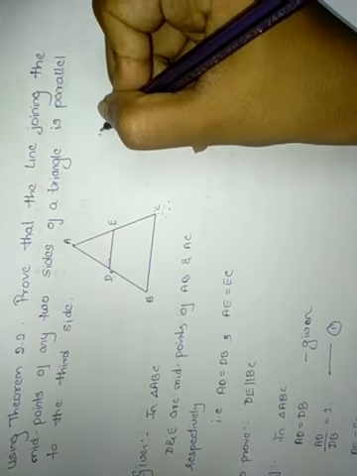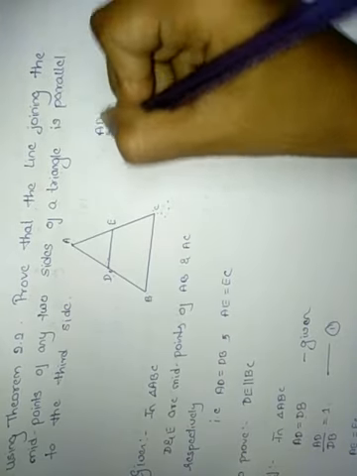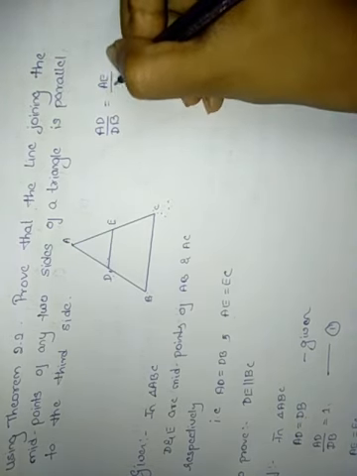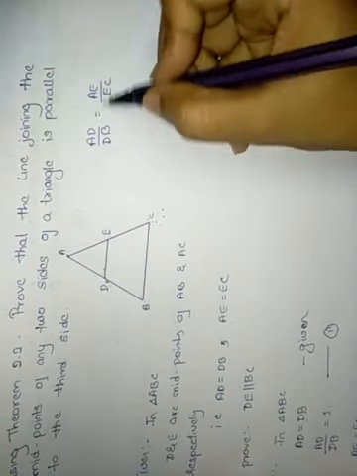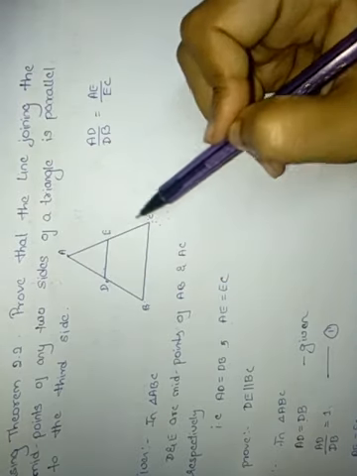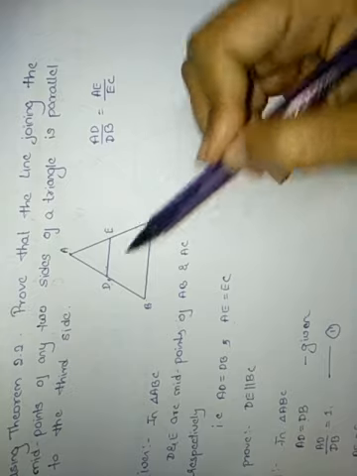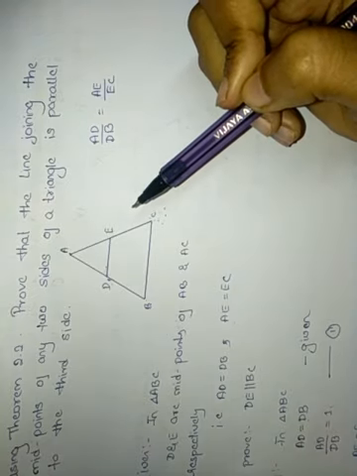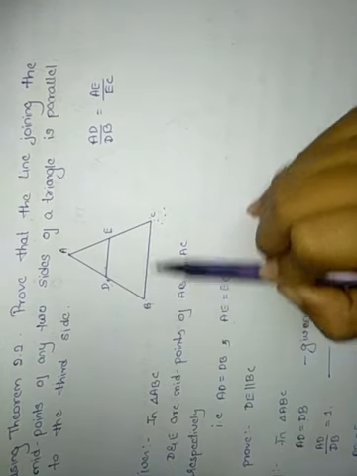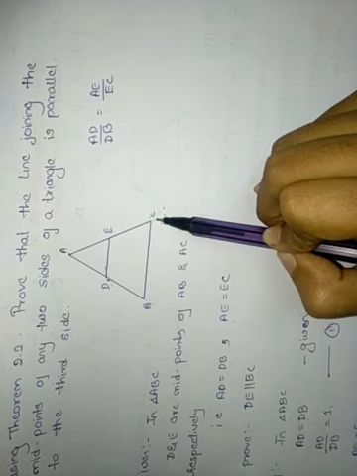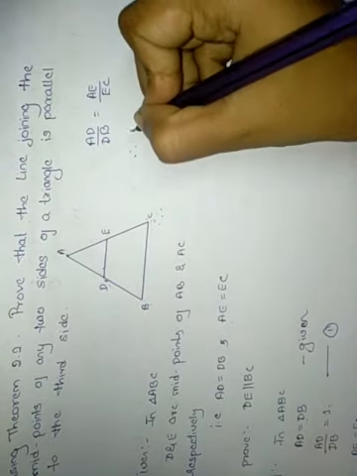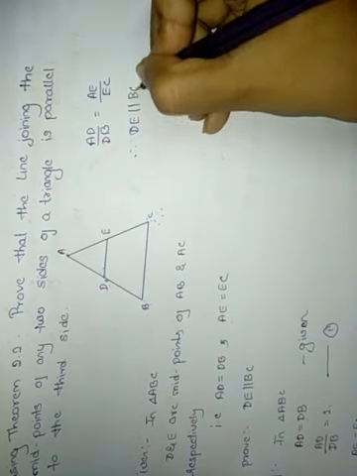That is, AD divided by DB is equal to AE divided by EC. You can observe this equation in the figure. AD divided by DB is equal to AE divided by EC. Here we got the ratios of the other two sides are the same. So by the converse BPT theorem we can say that DE is parallel to BC. Yes or no? So therefore DE is parallel to BC.